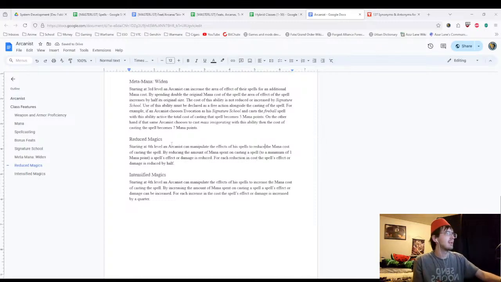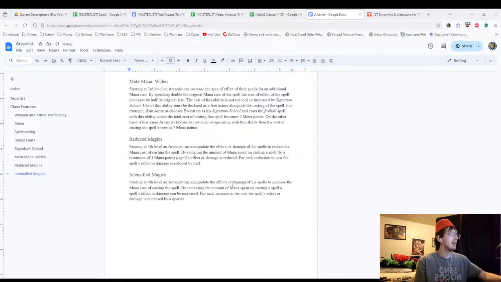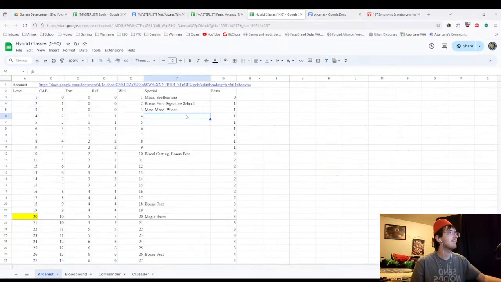Is it manipulate to reduce the mana cost of casting a spell to 1 mana point? Spell or damage. I should also put that here. A spell is to increase the mana cost of casting a spell by increasing the amount of mana spent on casting a spell. A spell's effect or damage can be increased. There we go. We got both of these, and that's level 4 too. Did we go reduced magics?